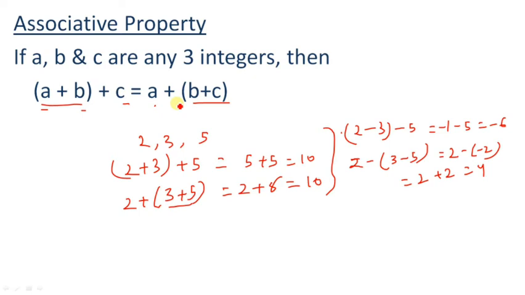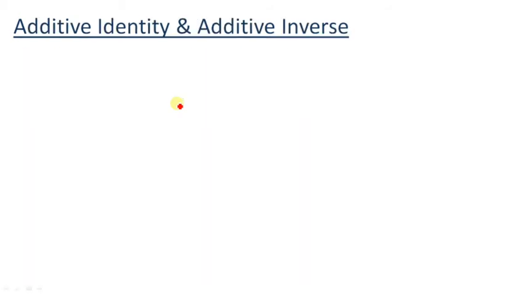Okay, now let us go to the next thing, additive identity and additive inverse. Now what is additive identity? Look, if we add 8 plus 0, what will be the result? 8. If I do minus 7 plus 0, what will be the result? Minus 7. It means when 0 is added to any number, the result is the same number. So the additive identity is 0.